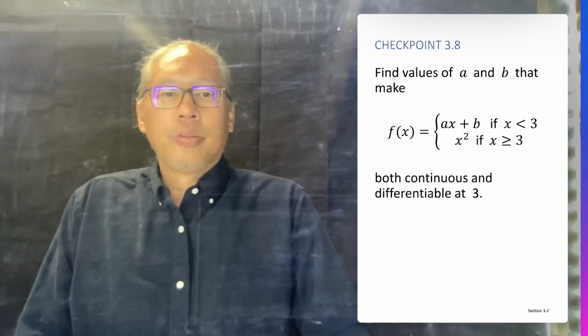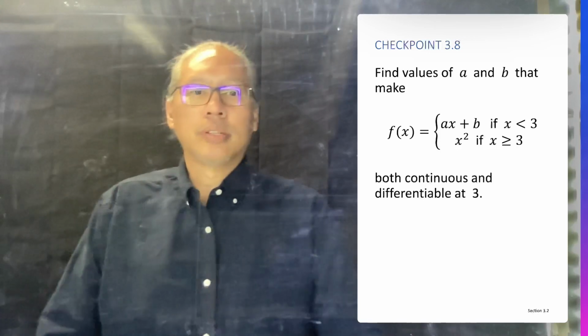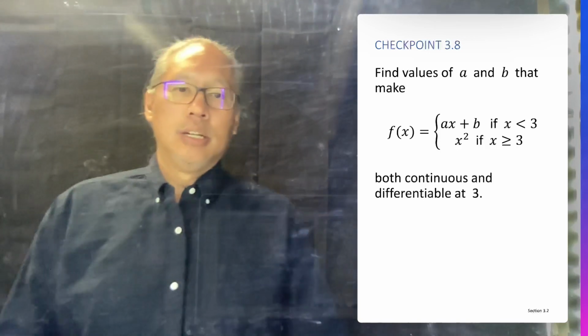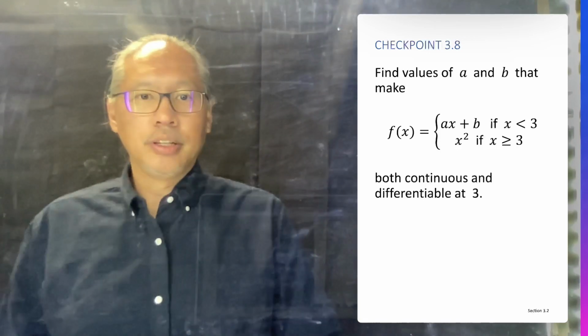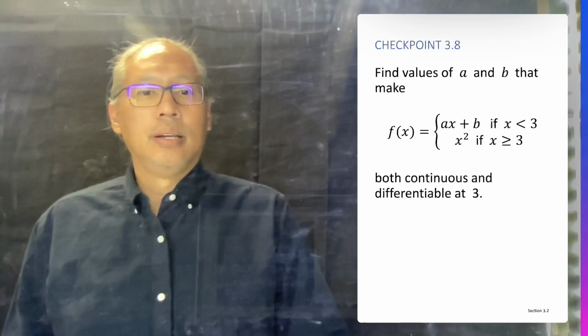Hello, this is checkpoint 3.8 from section 3.2. In this problem, they want us to find the values of a and b to make this piecewise function continuous and differentiable at x equals 3.